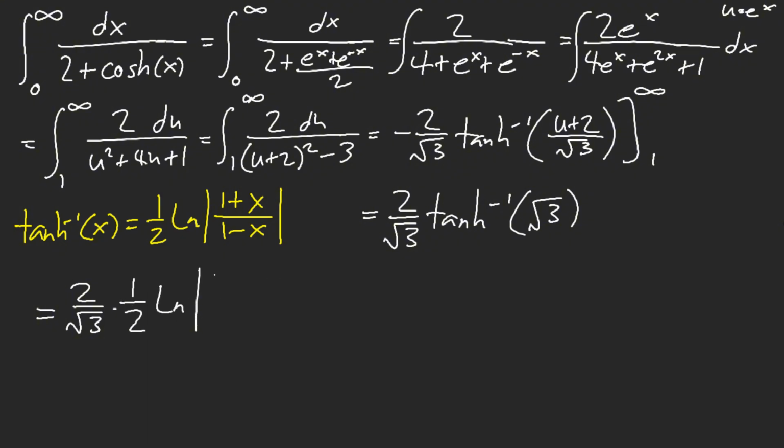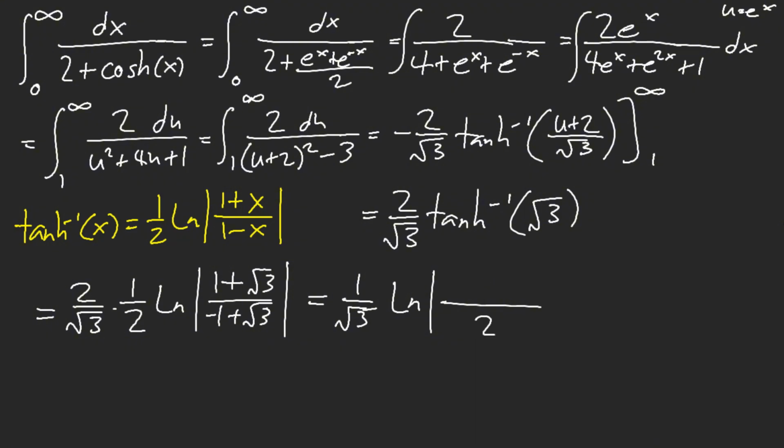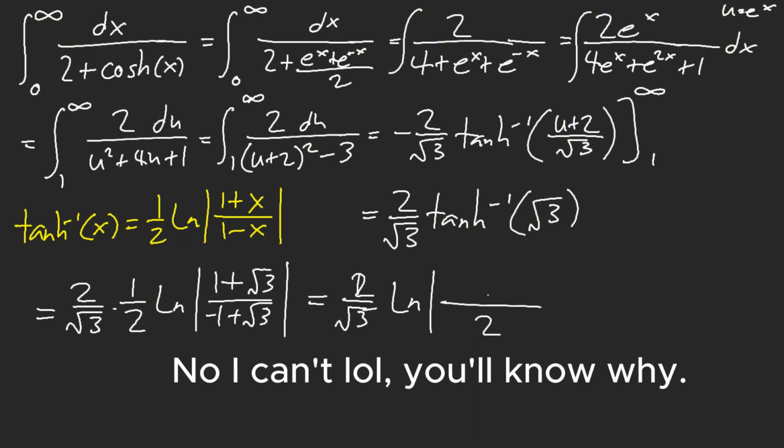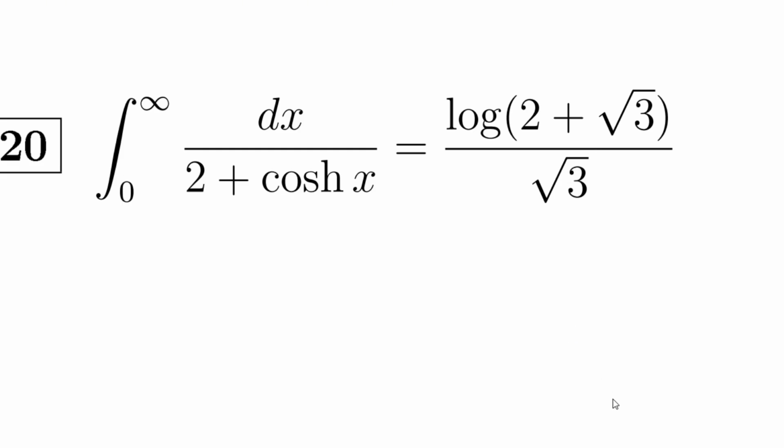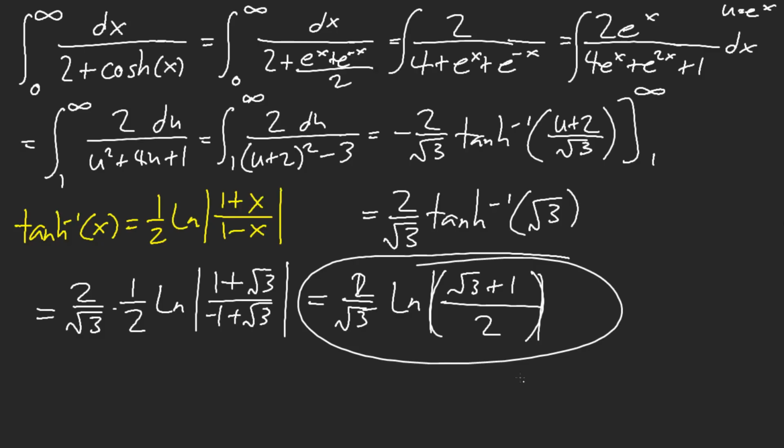So here we have 1 plus root 3 over 1 minus root 3. You see there's a negative here. And so now our answer is simply 1 over root 3 times ln of this, which just becomes this because of our absolute value. Then you can go ahead and conjugate top and bottom. We get 2. You can actually take the 2 out because it's just going to be a square of root 3 plus 1. Okay, let's see, 2 plus root 3.